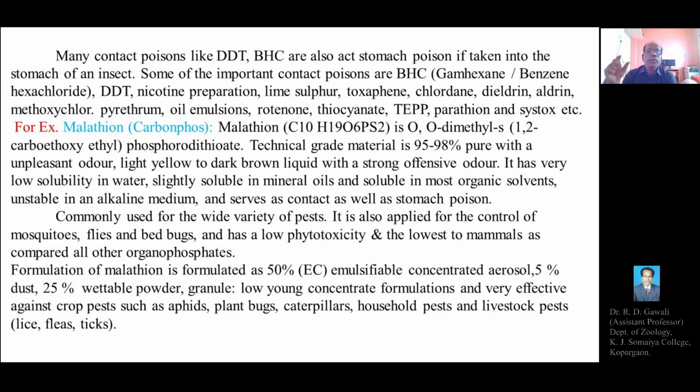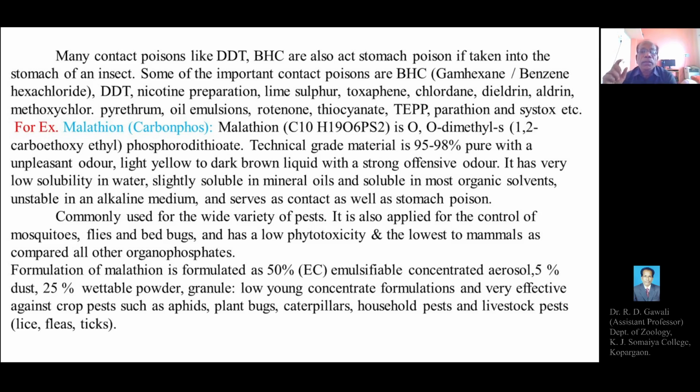It is also available as a 5% dust or powder, or as a 25% wettable powder. The 25% wettable powder of malathion can be mixed in water, in powder or granule form, and then applied as a spray on a particular crop, or for the control of public health pests like mosquitoes, flies, and bedbugs around houses.